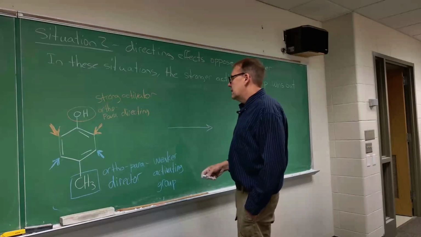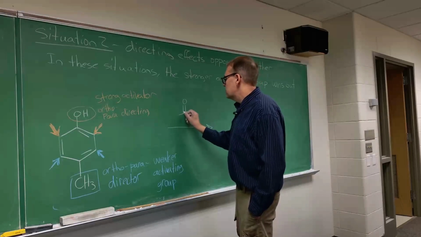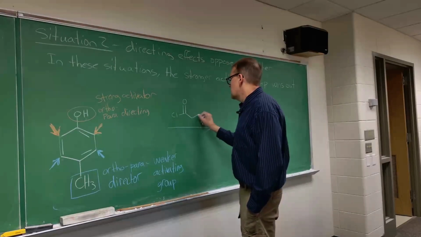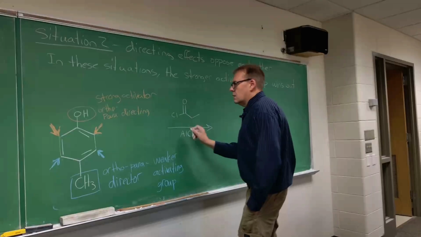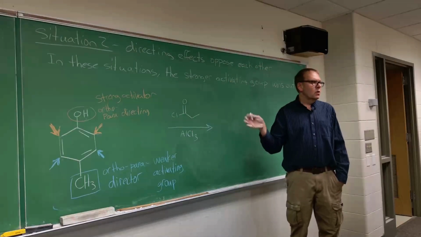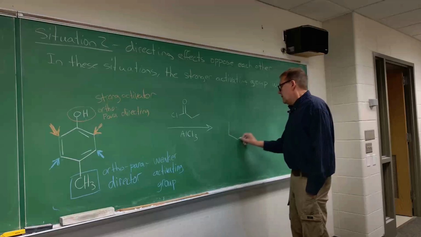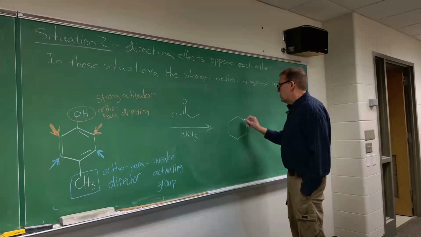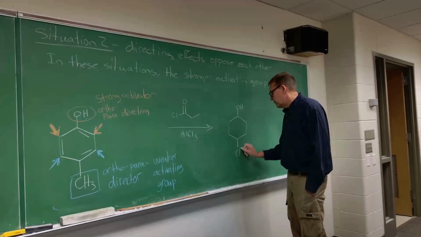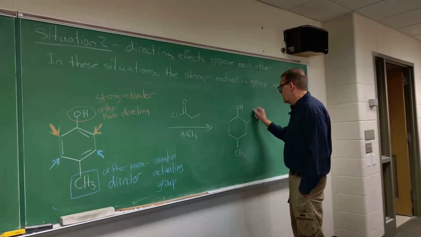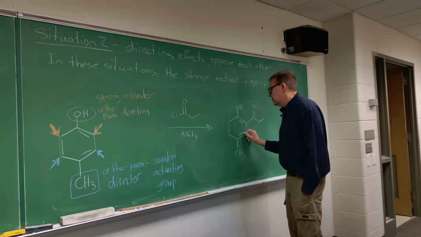So the reaction here, I'm going to do a Friedel-Crafts alkylation reaction, as an example of a reaction that would basically be selecting different positions on the ring. It's going to go to the spot that's activated by the stronger activating group preferentially. So this would be the major product. It's not that you can't get the minor product, it's just there's going to be less of it.